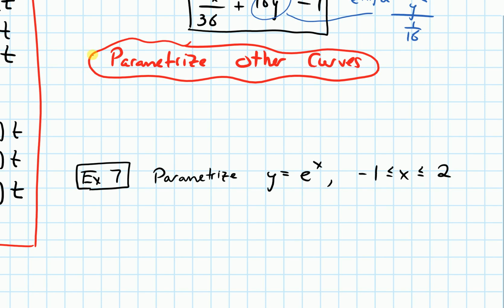So in the last two videos, we've talked about how to parameterize lines, line segments, circles, and ellipses. In this video, we'll talk about how to parameterize other curves.